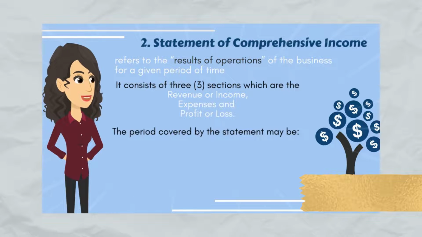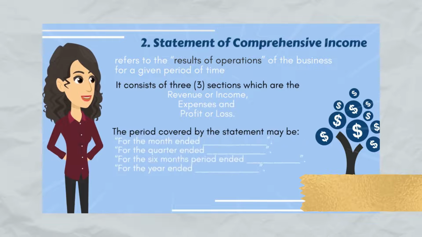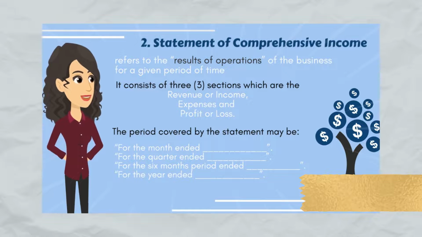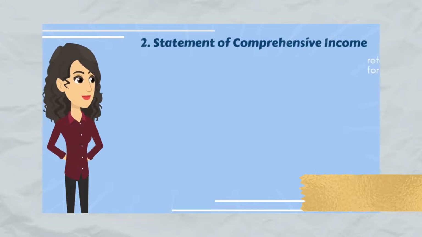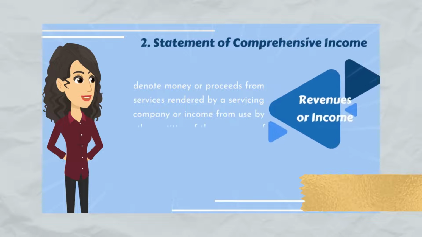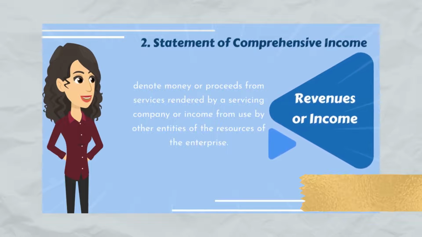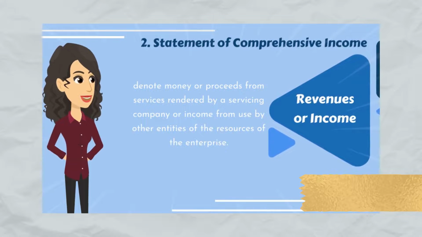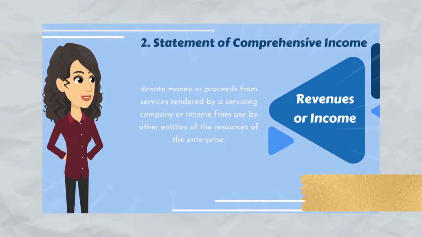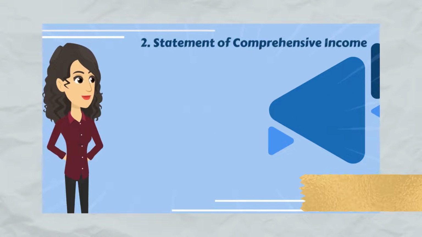The period covered by the statements may be for the month ended, for the quarter ended, for the 6 months period ended, lastly for the year ended. Revenues or income denotes the money or proceeds from services rendered by a servicing company or income from the use by other entities of the resources of the enterprise, such as rent income, royalties, and etc.